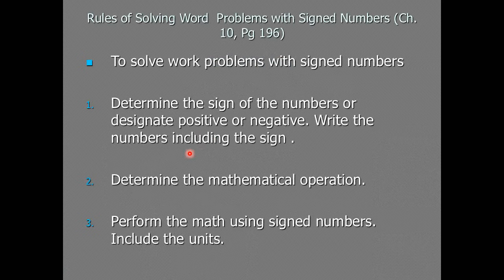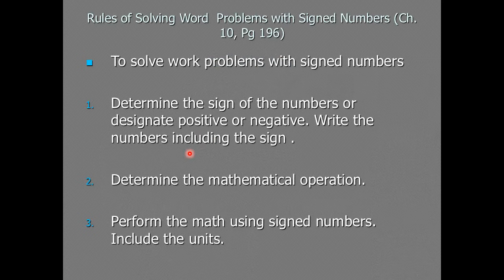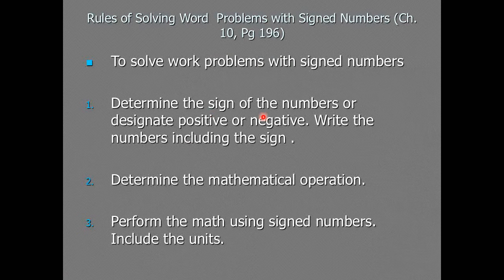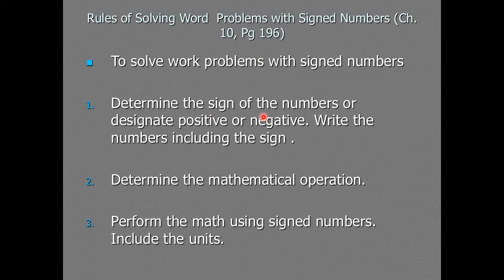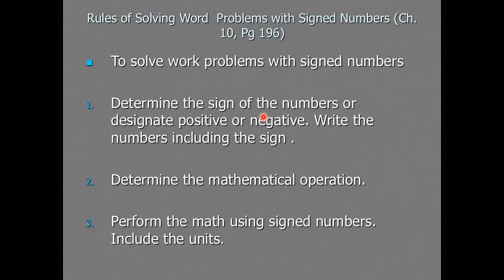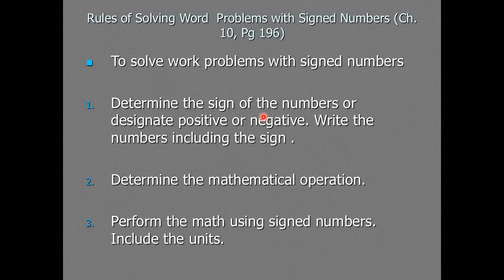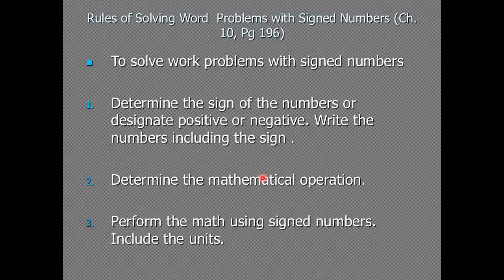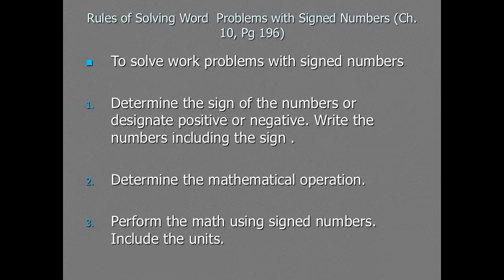Okay. How do you solve word problems with signed numbers? If we have any word problem, we try to determine the sign of the numbers, or designate the positive and negative, and write the numbers including the sign. And then we determine the mathematical operations. Maybe we have to do addition, subtraction, multiplication, or division, and then we do the math. And we make sure we always use the signs with the number, because those are signed numbers. And we always use the units, just like any other engineering problem. Okay.